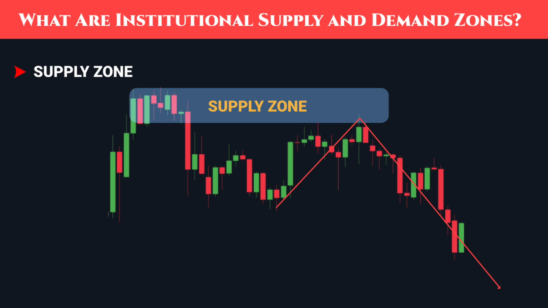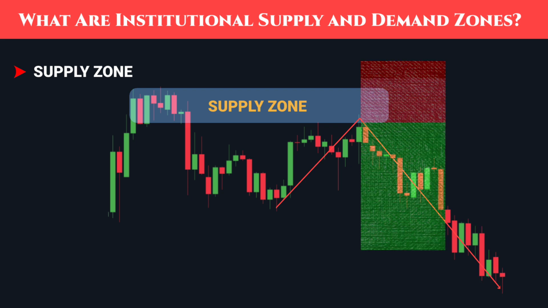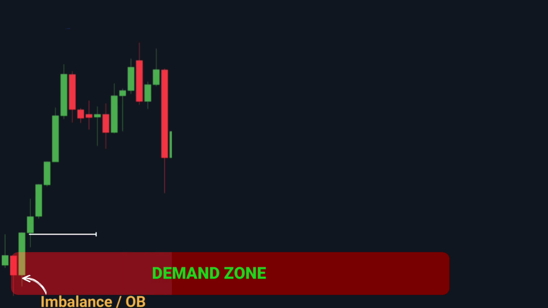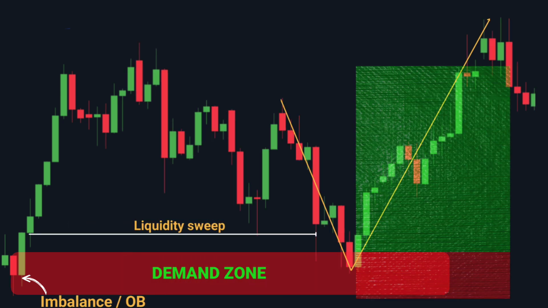When price returns to these zones later, it often reacts again, because unfilled institutional orders might still be sitting there. Think of it like a footprint of big traders. They left something behind. You can use these zones to catch powerful entries in line with smart money activity.